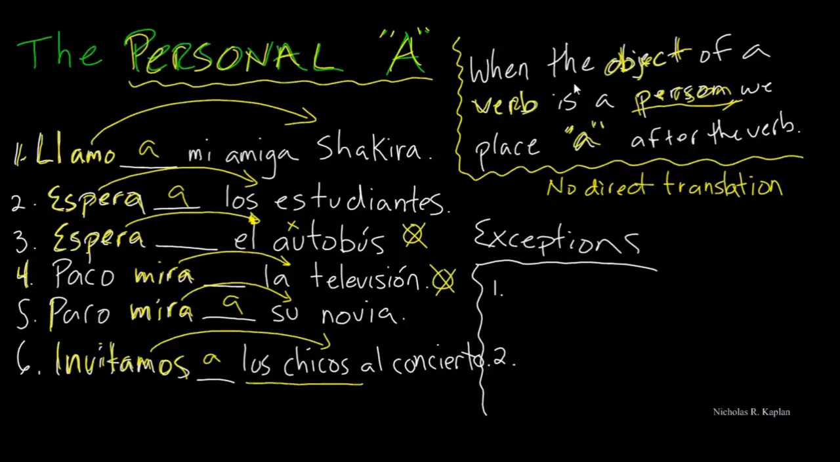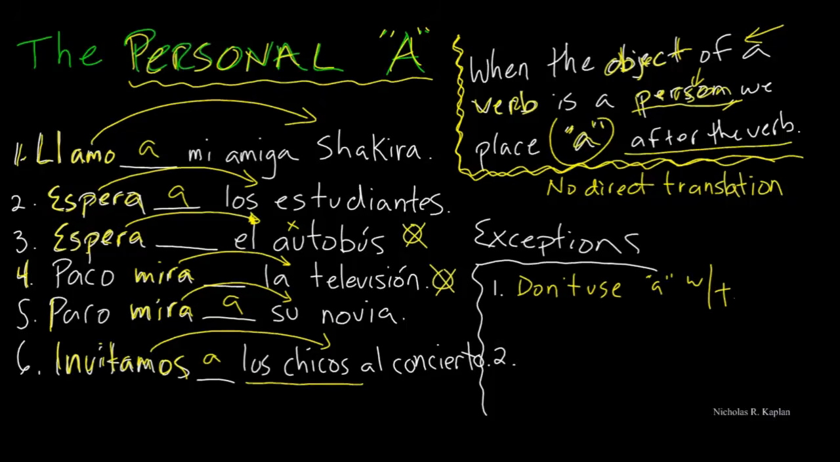So the personal a we use when the object, or what receives the action of the verb, is a person. Then we put the a after the verb. Now there are a couple of exceptions. We don't use the a with tener. So like, I have a girlfriend, tengo una novia. Tengo dos amigos. Tengo muchos estudiantes. So we don't use a.